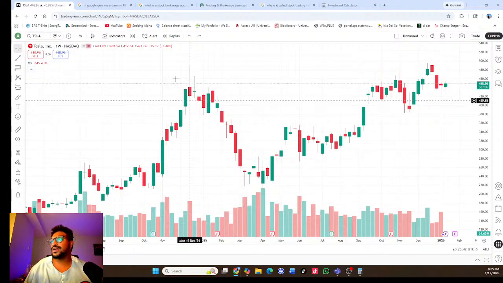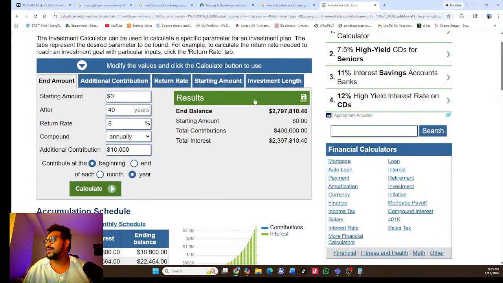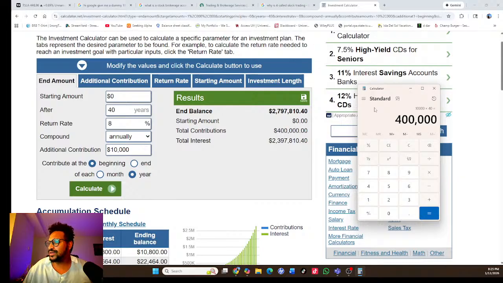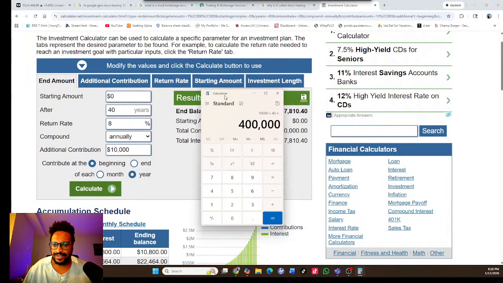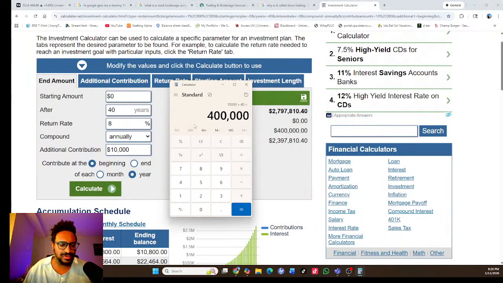Investing is, and I don't know if you were here, Bree, when I was talking about investing versus saving money. Let's say every year you save $10,000. Let's say every year you put $10,000 in your savings account for 40 years. So $10,000 times 40 years, every year you do it, you'll have $400,000.